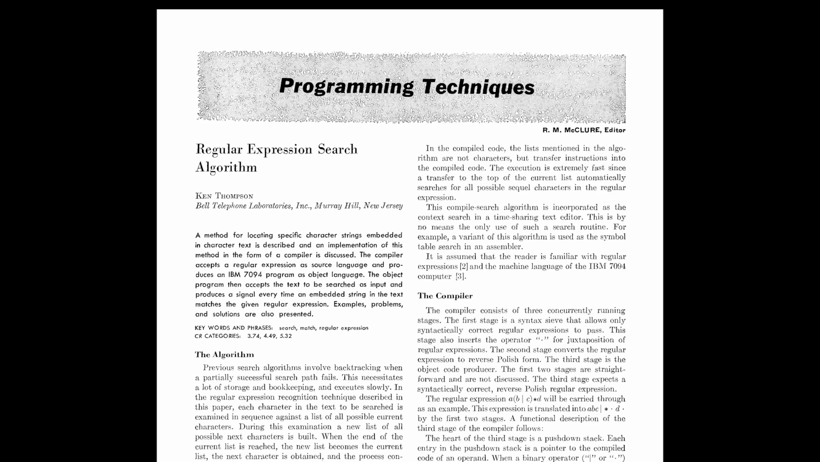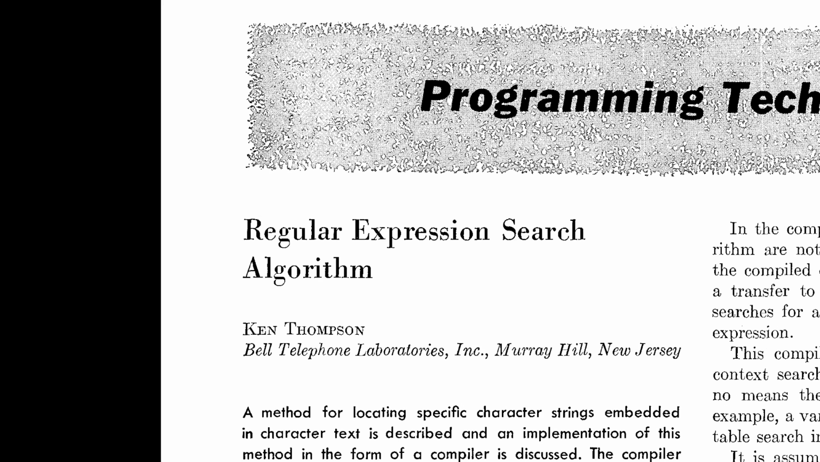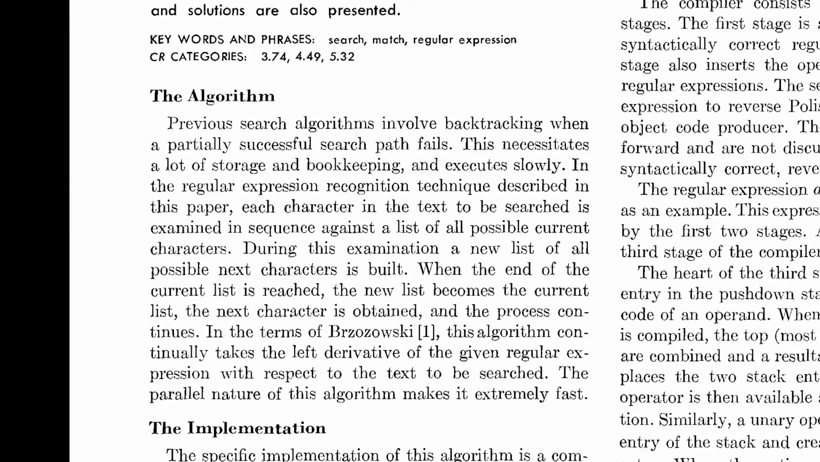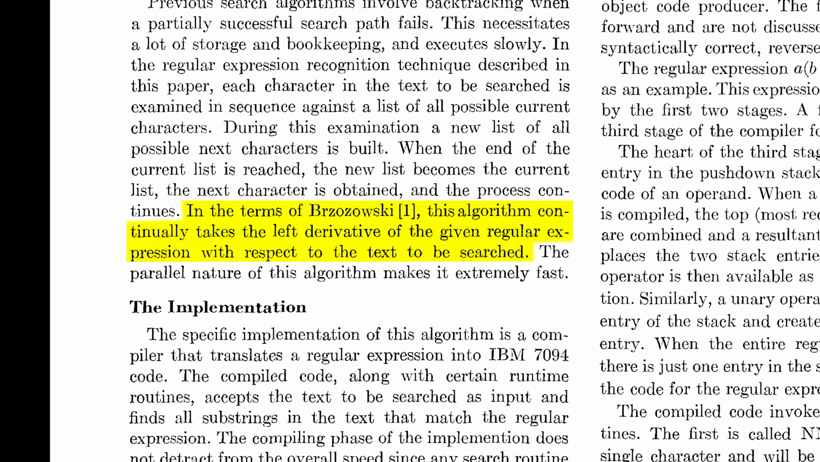In 1986, Ken Thompson publishes a regular expression search algorithm. Actually, it's just regular expression search algorithm, but it's just so annoying to say. He describes an algorithm very close to the Thompson construction algorithm that we covered in the last couple regex videos. At the start of his paper, he states, in the terms of Brzozowski, this algorithm continually takes the left derivative of the given regular expression with respect to the text to be searched. And of course he cites Brzozowski's paper too.